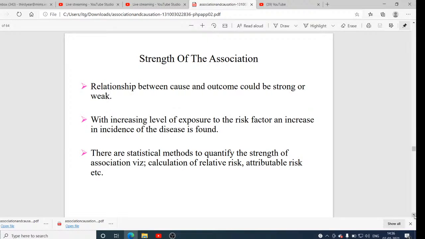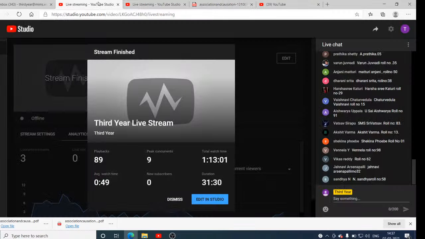The strength of association. The relationship between cause and outcome could be strong or weak. With increasing levels of exposure to the risk factor, an increase in incidence of disease is found, and there are statistical methods to quantify the strength of association, that is, calculation of relative risk and attributable risk.